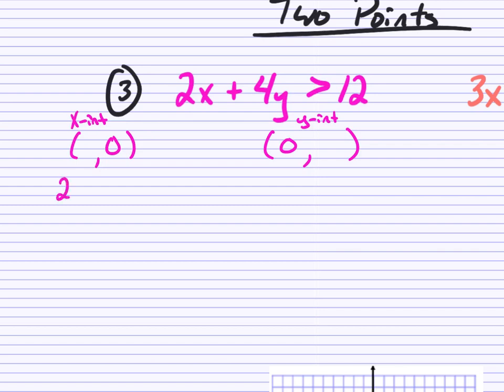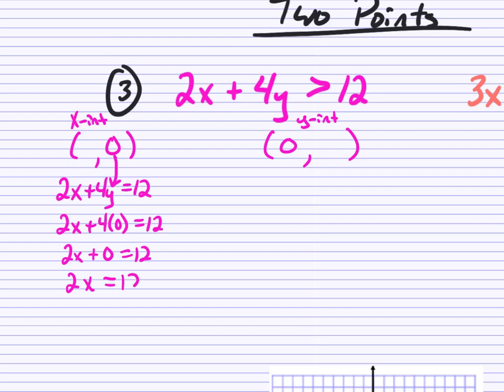So when I have 2x plus 4y, and I'm going to picture this as being equal to 12 for right now, I know that the y value has to be 0. So what it really is, 2x plus 4 times 0 equals 12. 4 times 0 is really 0, and 2x plus 0 is really just 2x. Quick upside down t, and x equals 6. So my x-intercept is 6, 0.